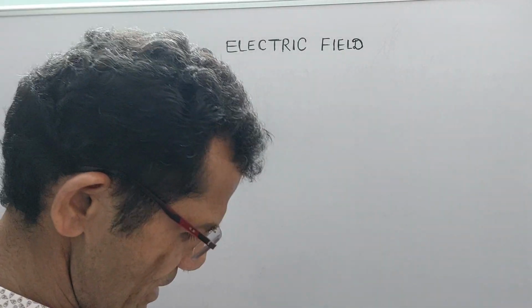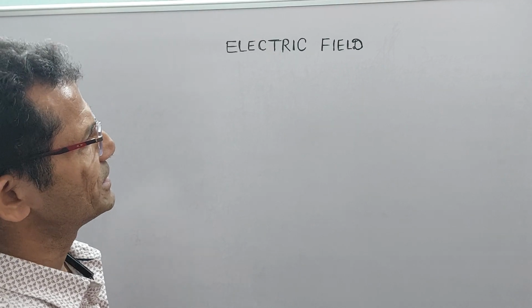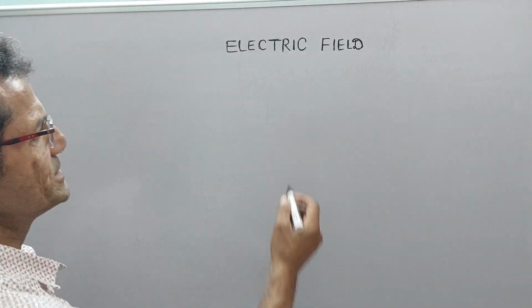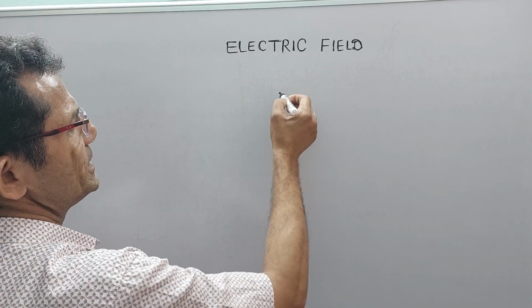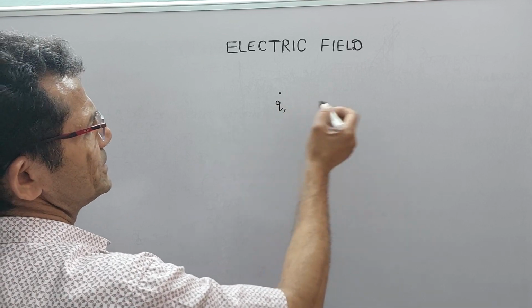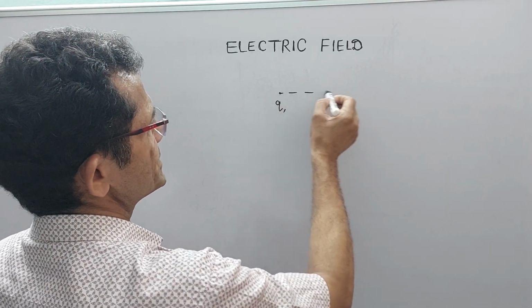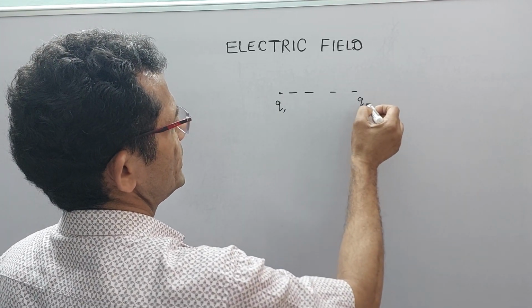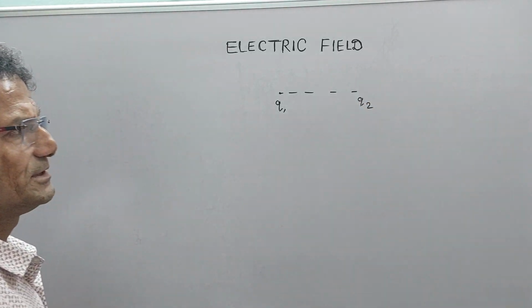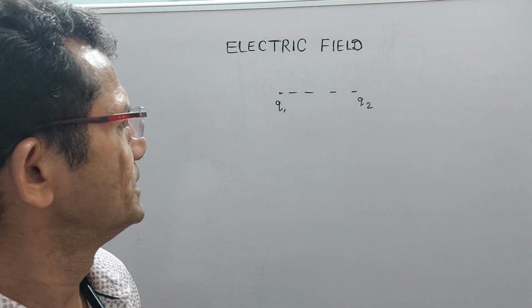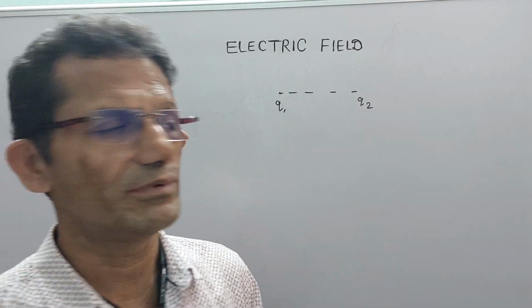We know that when we place two charges at a distance, they apply a force on each other. This force, in magnitude and direction, is given by Coulomb. Coulomb has given the force between two charges. The force will be either attractive or repulsive.